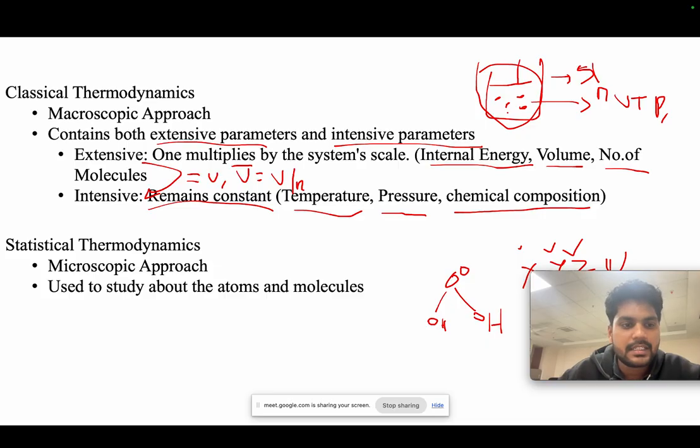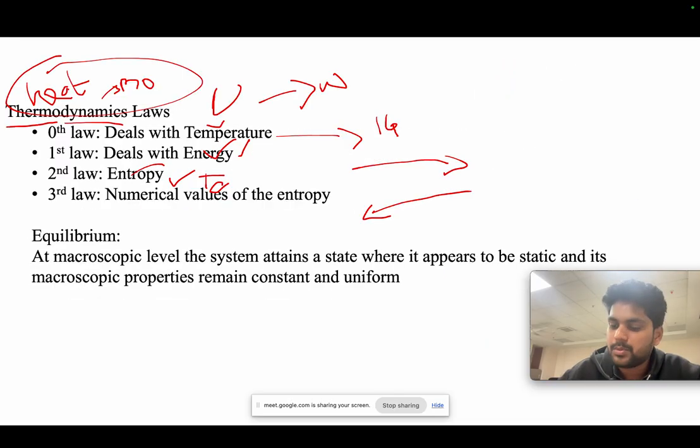Once we have classical and statistical, then we have the thermodynamic laws. As you all know, there are four laws, from 0 to 3. The zeroth law deals with temperature, the first law deals with energy, the second law deals with entropy, and the third law deals with the numerical values of entropy. We already discussed what we mean by equilibrium in thermodynamics: at any macroscopic level, if the system attains a state where it appears that there is no change in the system, it is called equilibrium.